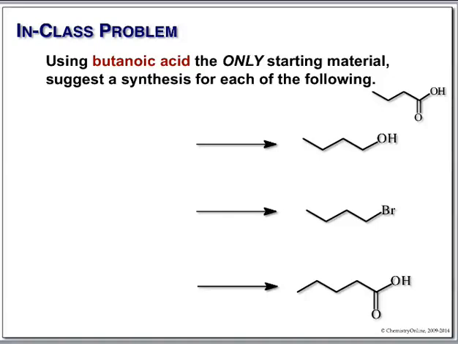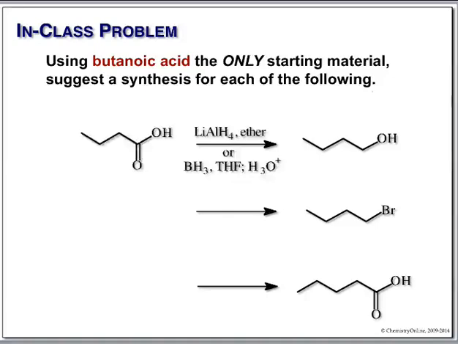Well, we look at our first reaction. What have we done? We have taken butanoic acid and we've taken the carbonyl and made it a CH2. We know how to do that. All we're doing is reducing it. We can reduce it either with lithium aluminum hydride or borohydride, butanoic acid, either LiAlH4 or BH4 minus.